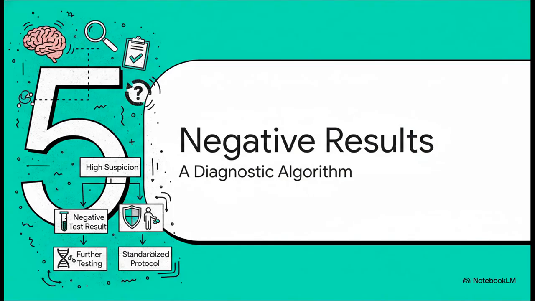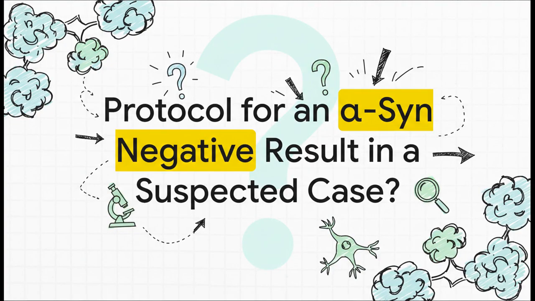Okay, Section 5. How do we manage negative results? Having a standardized protocol for a negative test, especially when you have a high degree of clinical suspicion, is an essential part of implementing these assays in your practice. So, what do we do? Well, the guideline addresses this critical question directly, and it gives us a standardized protocol to follow.